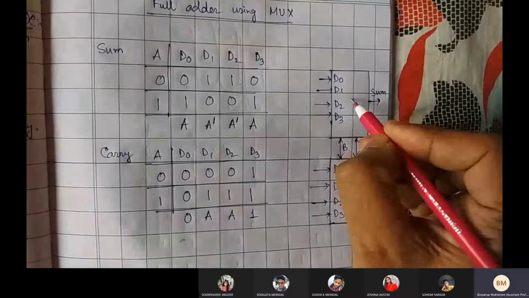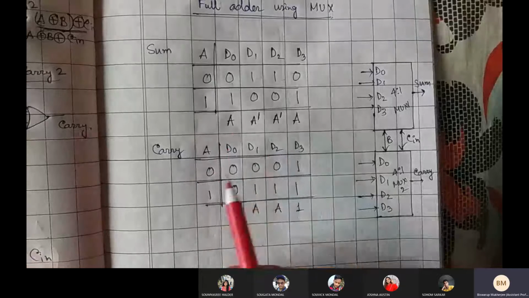Right, this is 4:1 mux 1. This is another 4:1 mux 2. Right. So D0, let's start with sum. What do we require for sum? We require A and A bar. So maybe this line is A, and we are also getting A bar. So here it is A. So A should be connected with D0 and D3.